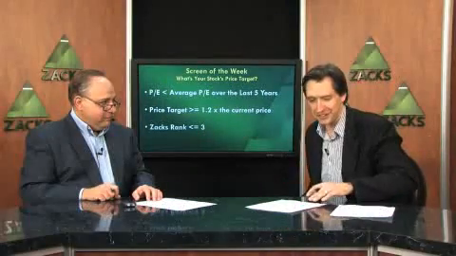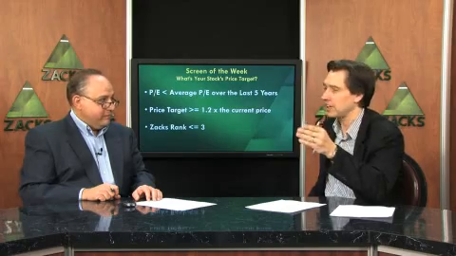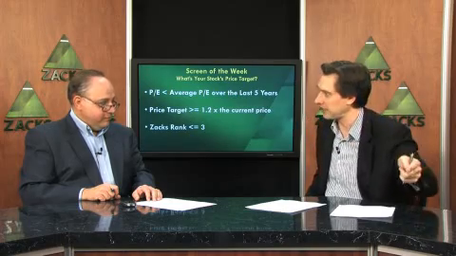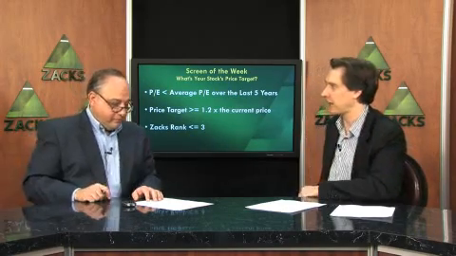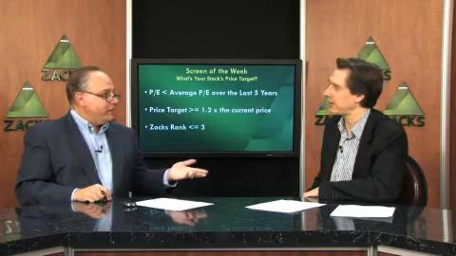A little additional clarification. Here's another way of saying it. 15 goes into 20 1.33 times. So $50 times 1.33 equals your $66.50 price target. Why didn't you say that in the first place?